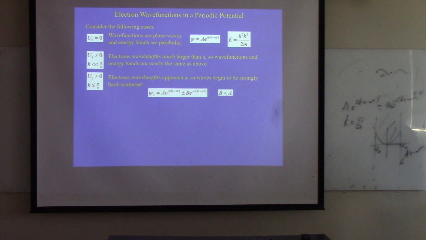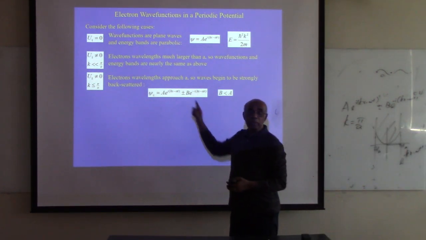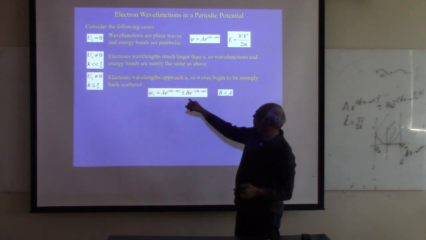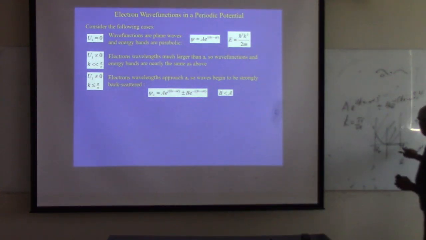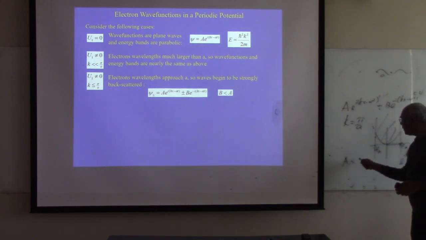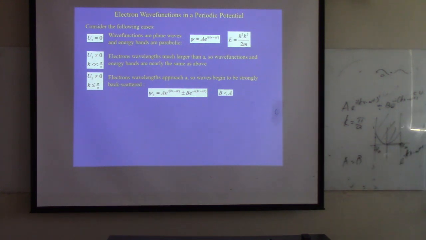So when this happens, your A and B should be equal. In the other case, A and B can be different, right? Because it is not happening exactly at this k value. It can be something close, but not too far. But now it is happening exactly at these two ends. So that means A and B should be equal. That's the case we are going to consider. If k is exactly pi over a, they are strongly backscattered. That is nothing but the backscattering, right?